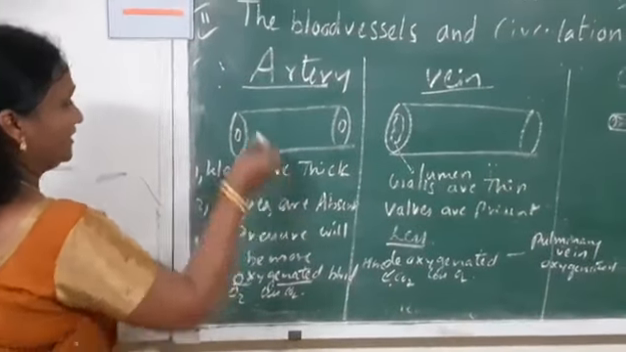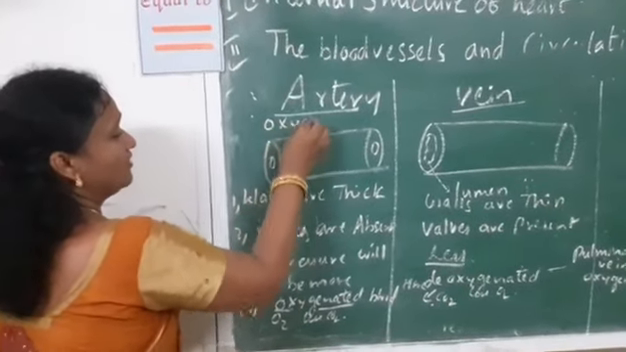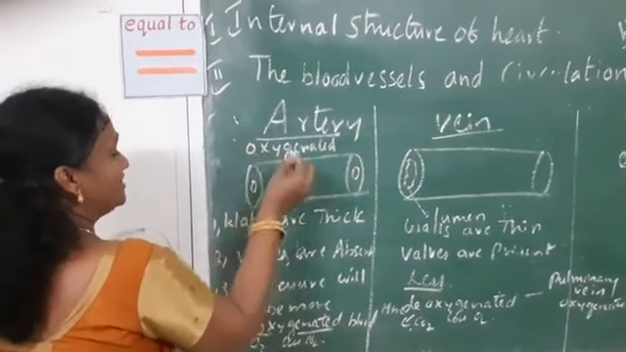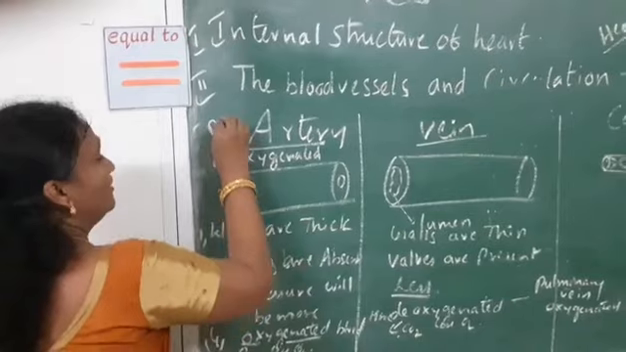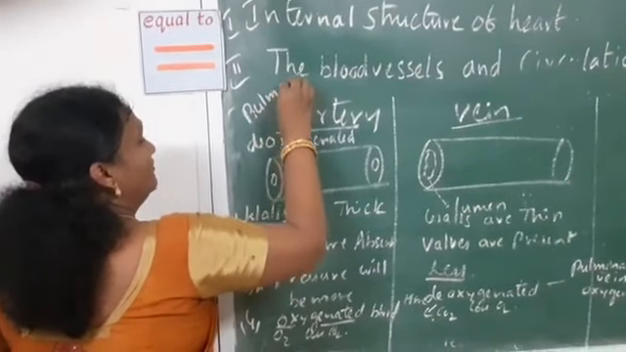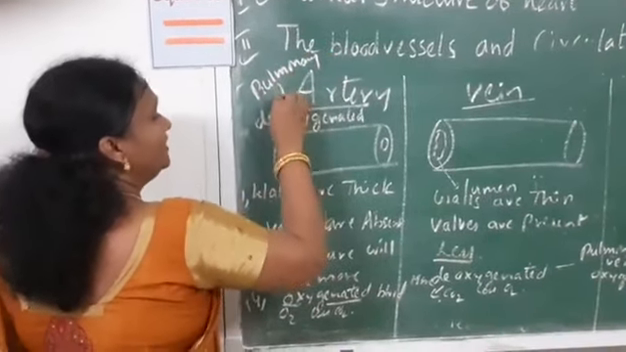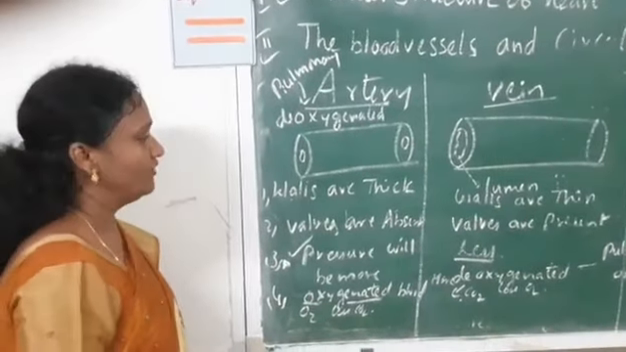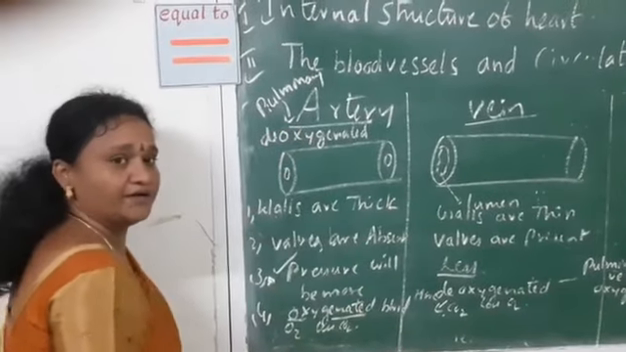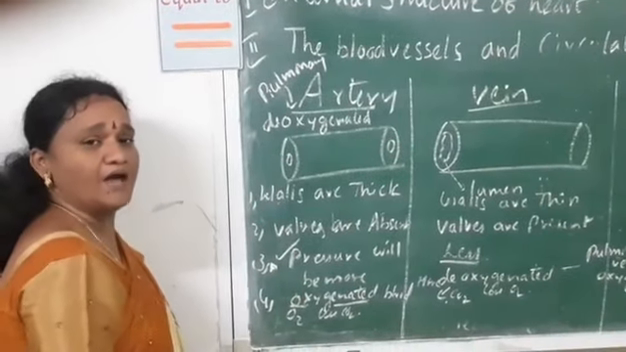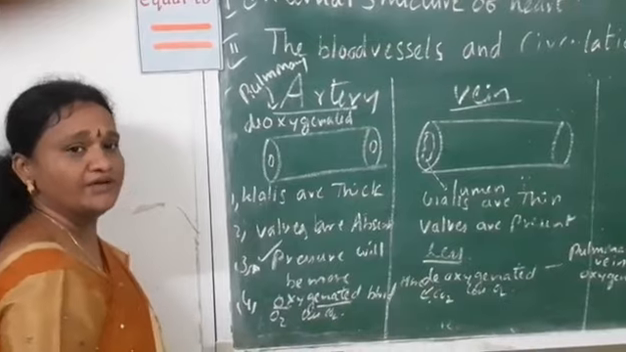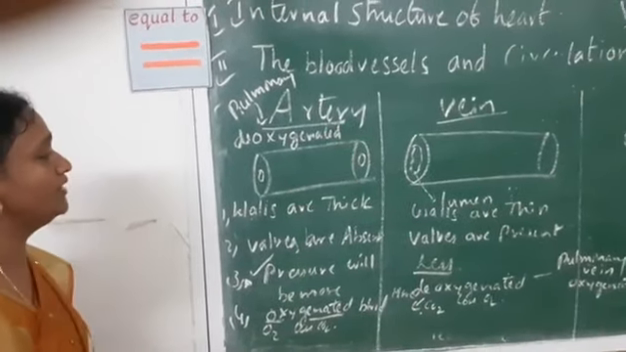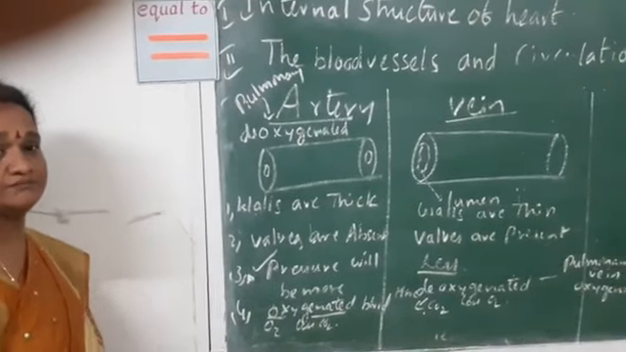When we see the arteries, the arteries carry oxygenated blood. All the arteries carry oxygenated blood except the pulmonary artery. The pulmonary artery will be carrying deoxygenated blood. Here, when we see the direction of blood flow, the arteries take the blood away from the heart, whereas the veins bring the blood towards the heart. So these are the main differences between the arteries and veins.